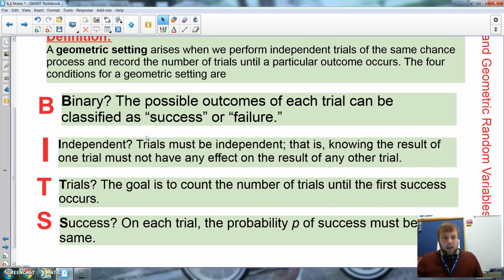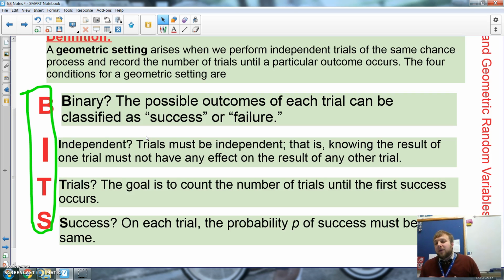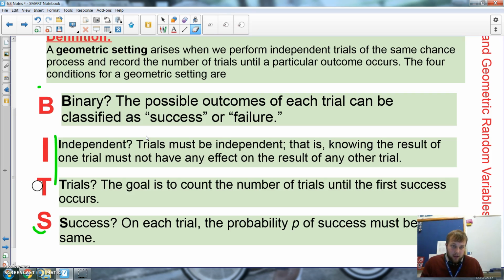All right. Last thing we got to learn here, and we got about 8 minutes to do it. It'll be fast. It is geometric. So we had binomial, which was our bins. Geometric is our bits. So it's our bins and our bits we got to remember. Everything is the same about a geometric setting except for one thing.